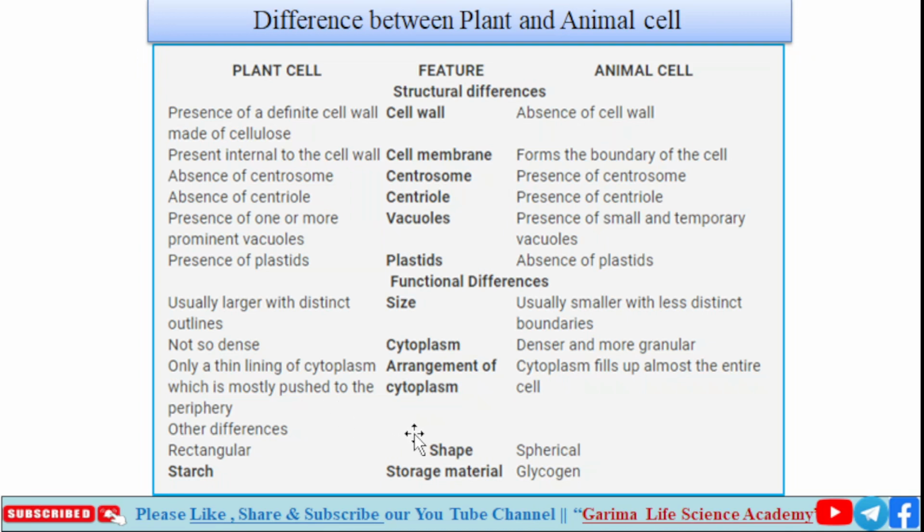And the shape. The plant cell is rectangular in shape, but the animal cell is spherical in shape. Storage material: what is the storage material in plant and animal? The storage material in plant cell is starch, but in case of animal cell it is glycogen. So we saw 6 structural differences between plant cell and animal cell, and 5 functional differences between animal cell and plant cells.